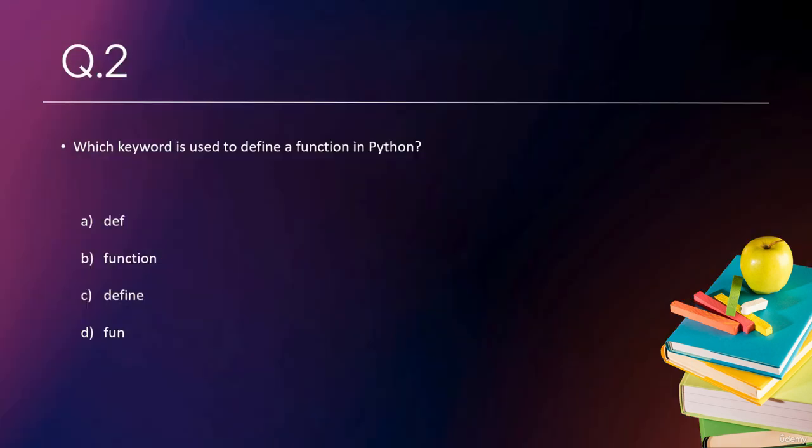Moving on, we have which keyword is used to define a function in Python. So these are your four options. You need to recall that while defining functions, what was the keyword that we used, and you should get the answer. And if we go on to the answer for this one, we see that the correct answer is A. DEF keyword is used to define a function. The other options are simply incorrect.